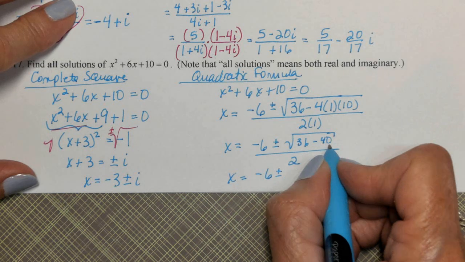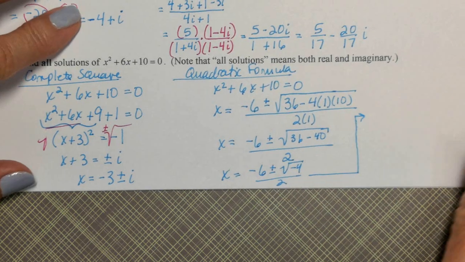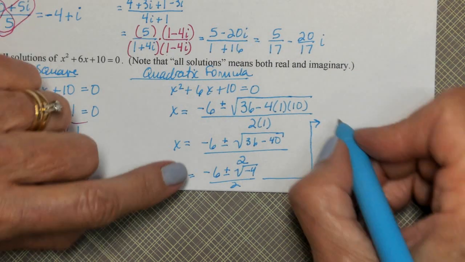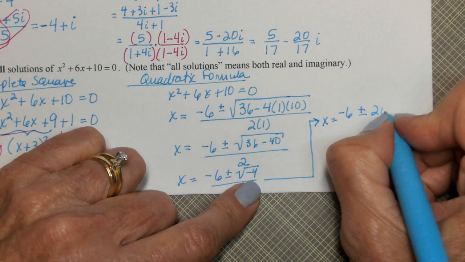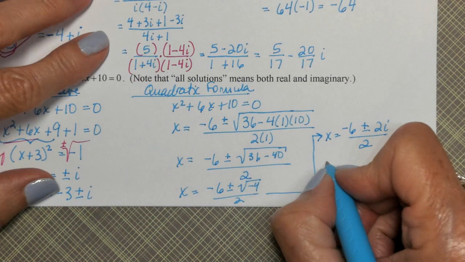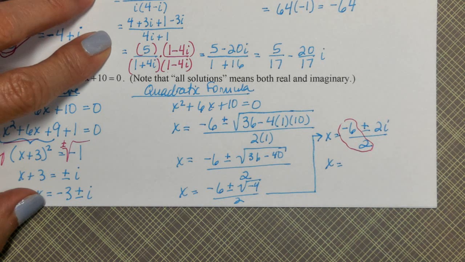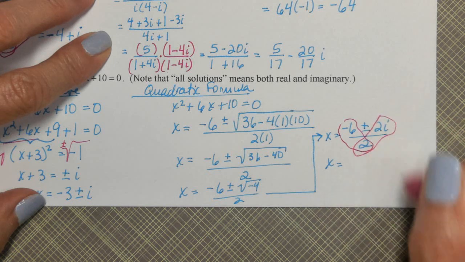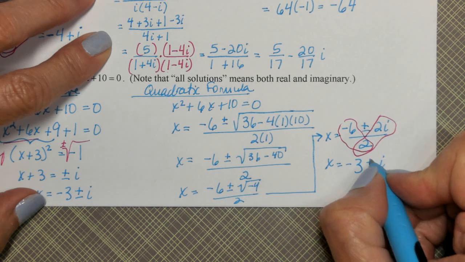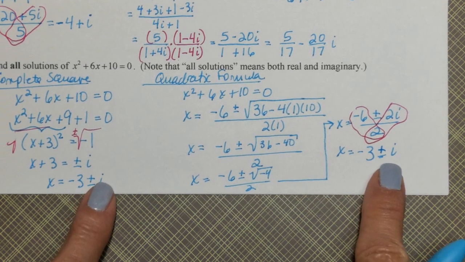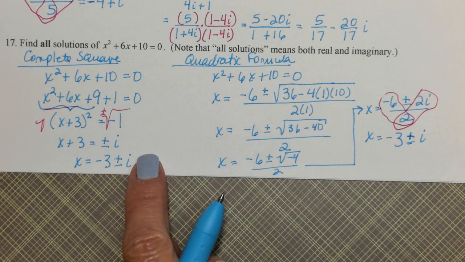36 minus 40 is negative 4. Alrighty. And then we'll have x is equal to negative 6 plus or minus the square root of negative 4, which is 2i, all over 2. And so x is, whoops, remember to do this part. Negative 6 over 2 is negative 3 plus or minus i. Got the same answers? Yay?